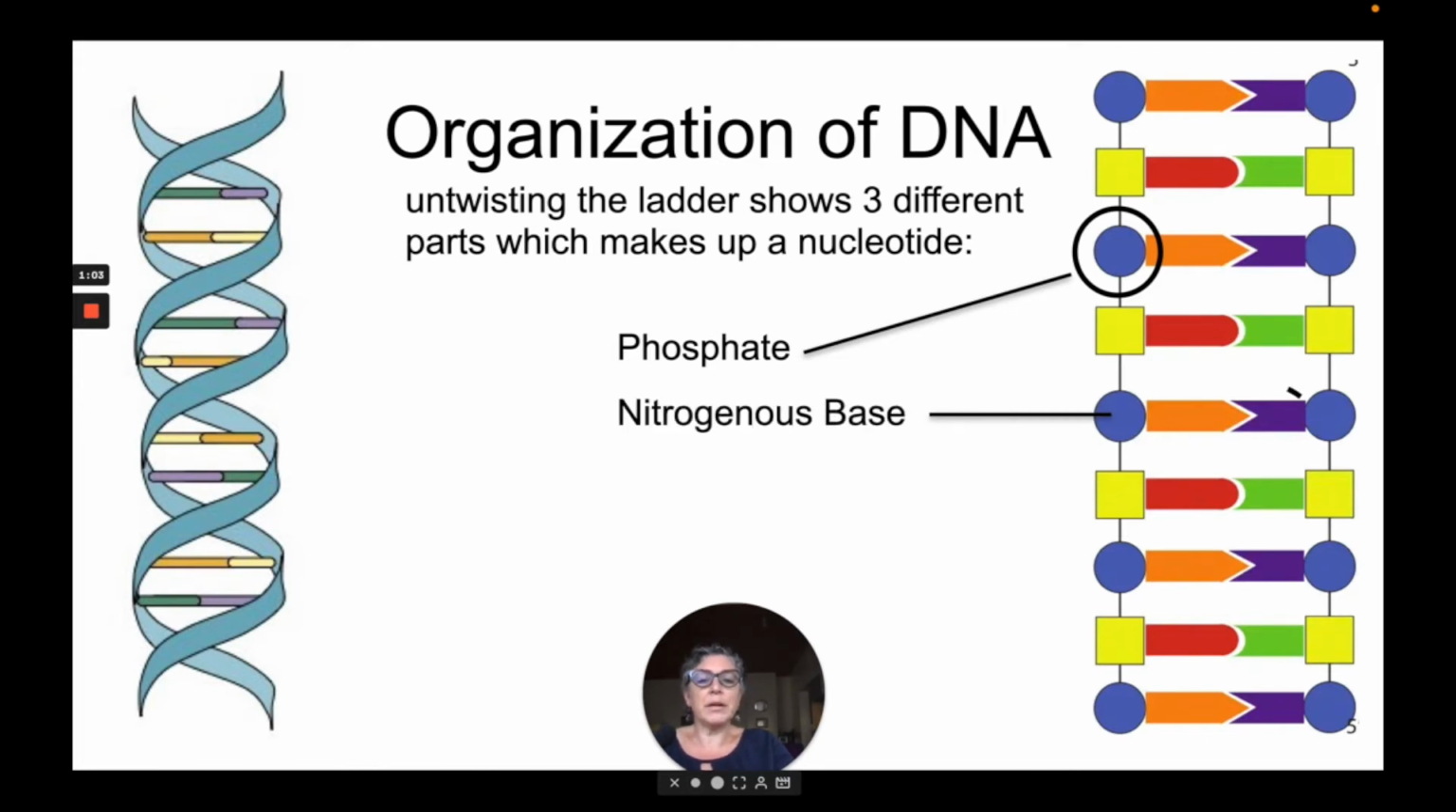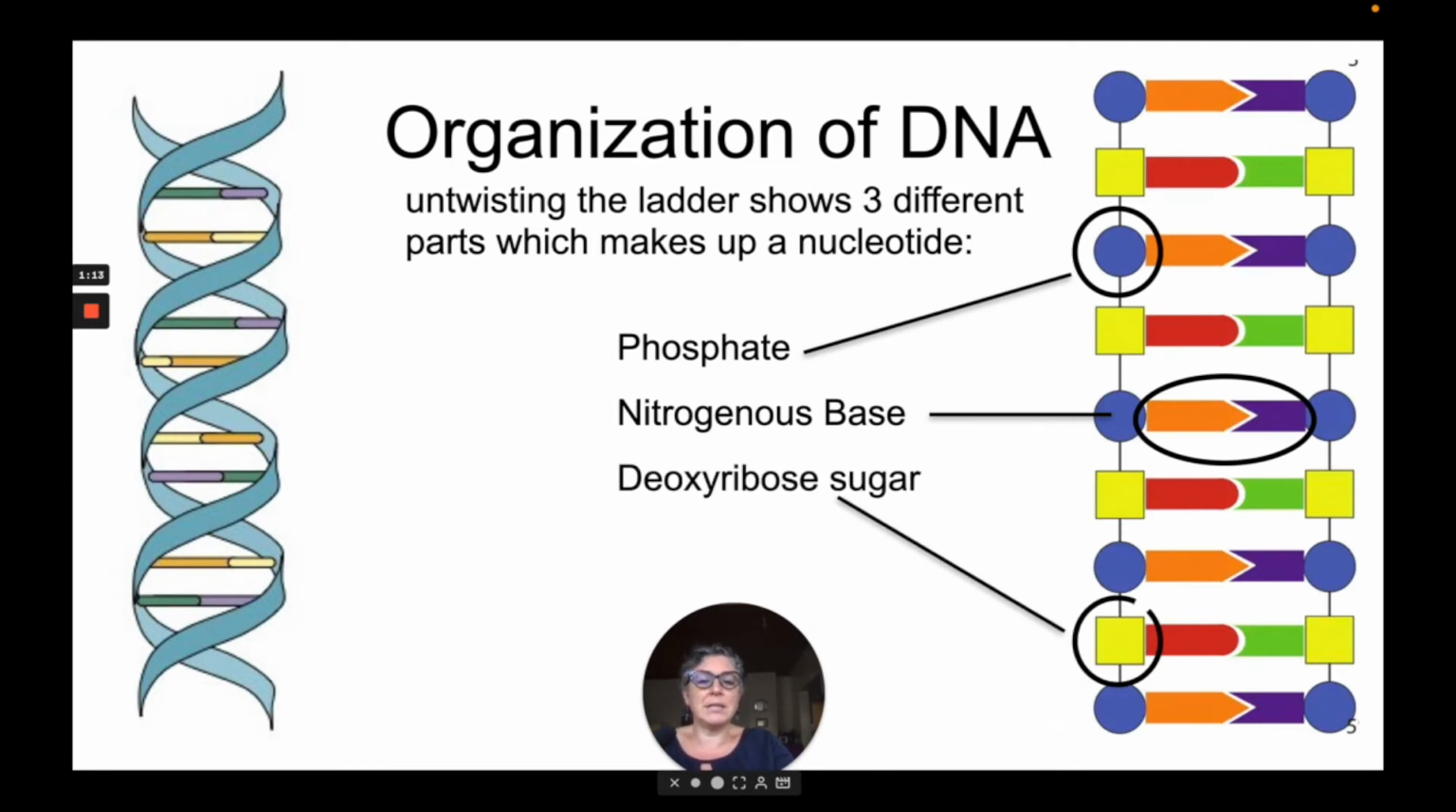The second part is what we call the nitrogenous bases, and these make up the rungs of our DNA ladder. And thirdly, we have a deoxyribose sugar that forms the outer sides of the ladder along with the phosphate.